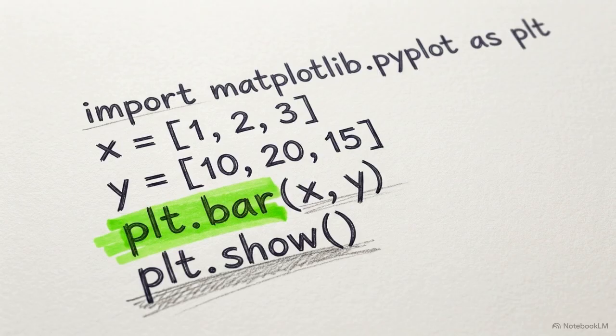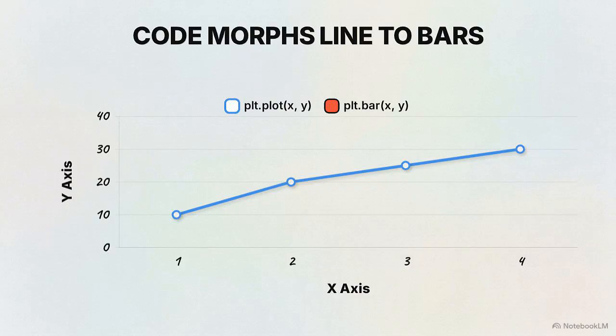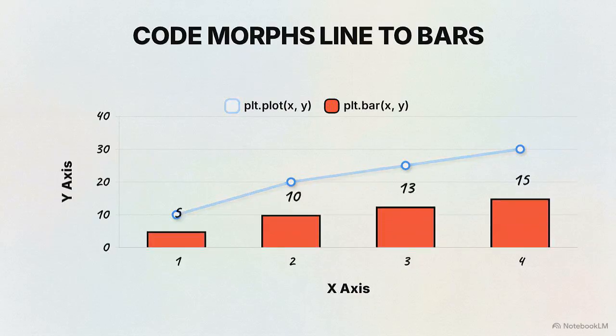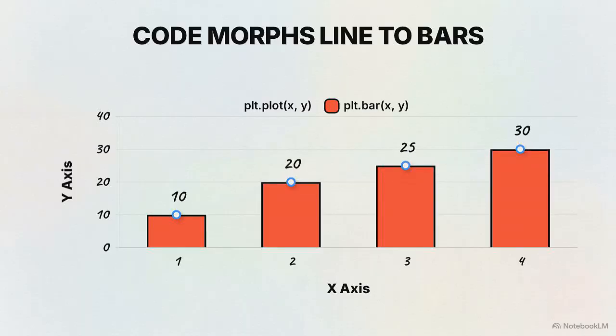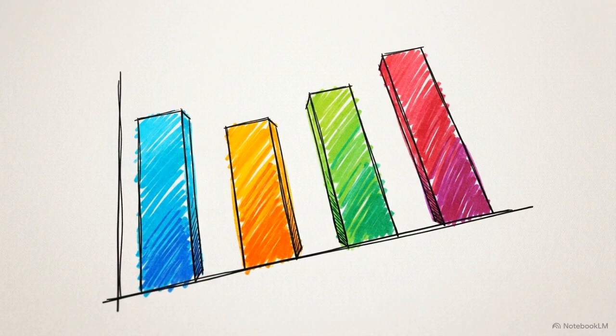Go back to your script and change plt.plot to plt.bar. When you run the script again, the visual output transforms. The continuous line is replaced by 4 distinct vertical volumes. Instead of tracking a single journey over time, the bar chart allows you to compare isolated categories side by side.